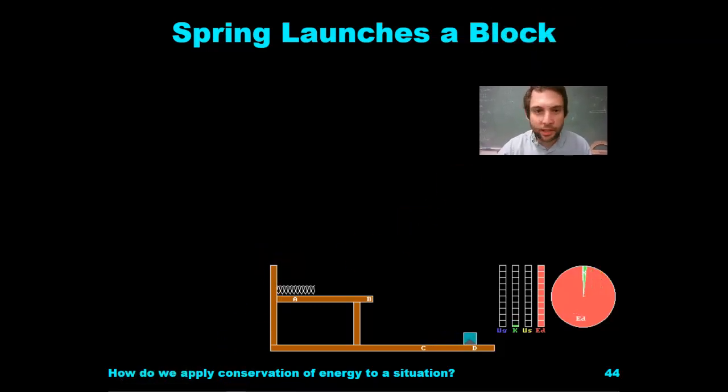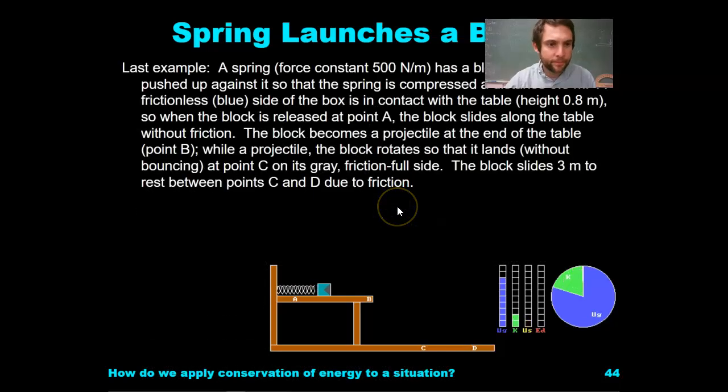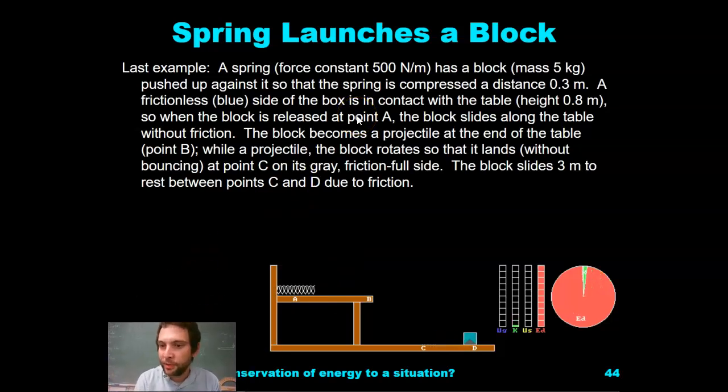All right, we're looking at a spring launching a block, which is our last example. So we have a spring force constant of 500 newtons per meter with a block that is 5 kilograms pushed up against it, so the spring is compressed a distance of 0.3 meters. The side of the block in contact with the table is frictionless. When the block is released at point A, it slides along the table without friction. The block then becomes a projectile at the end of the table. While a projectile, the block rotates so that it lands without bouncing at point C on its gray friction-full side. The block slides 3 meters to rest between points C and D due to friction.